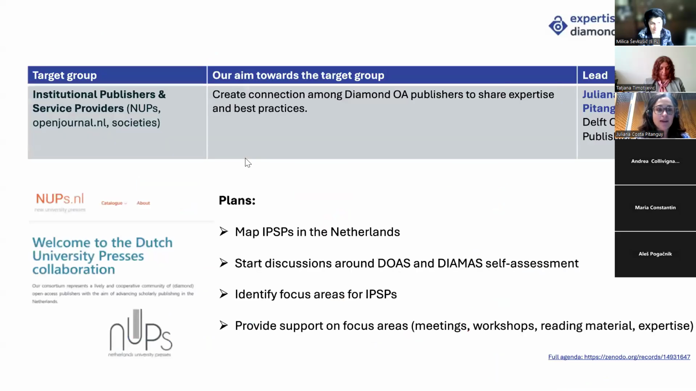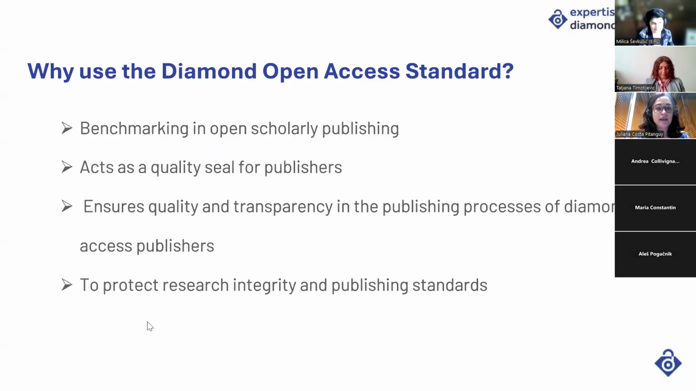And the plan for my part in the project, which is the institutional publishers and service providers, is to create a connection among Diamond Open Access publishers in the Netherlands to share expertise and best practices. So our plan right now is to map the IPSPs in the Netherlands and start discussions around the DOAS and the DIAMAS self-assessments. And with that, we will identify focus areas for the institutional publishing providers, and then we'll be able to provide support on focus areas that can come out of the surveys or of the assessments. So we could have meetings, workshops, reading material, any sort of expertise that we can provide.